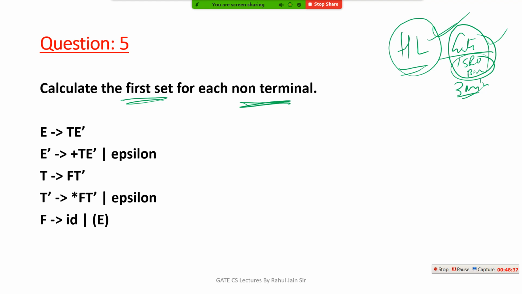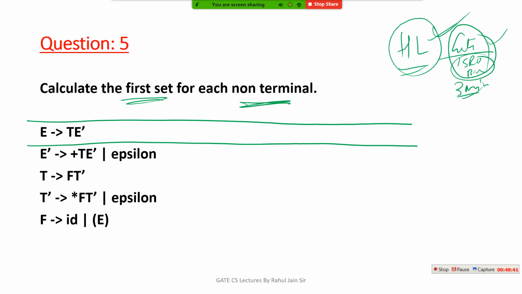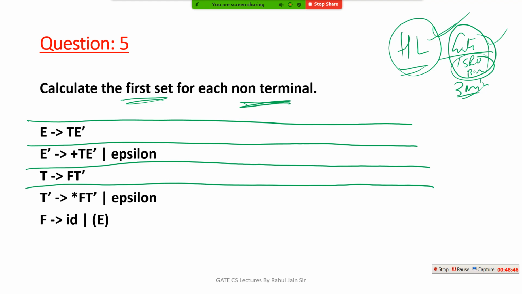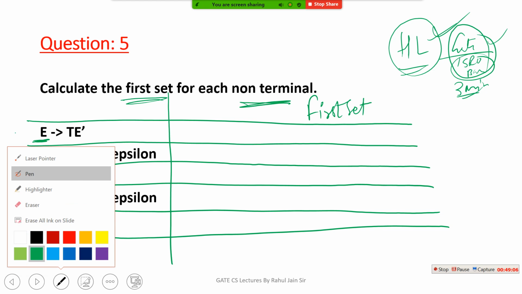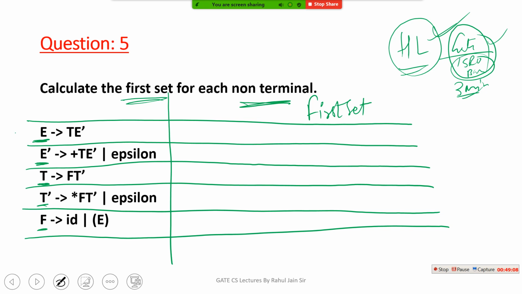Okay, so let's look, and we will answer each and every non-terminal's first set. Guys, just match your answer with this, and check whether you have attempted it correctly or not. I am answering the first set of each non-terminal. How many non-terminals do I have in this grammar? 1, 2, 3, 4, 5. Okay. Now I am changing the color so that you can grasp it.